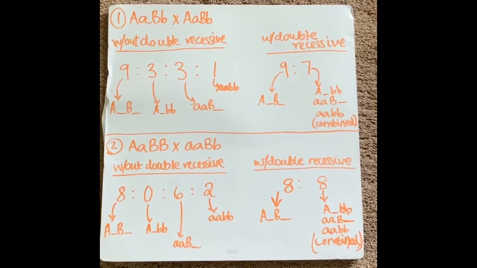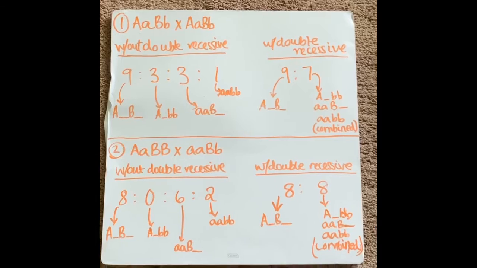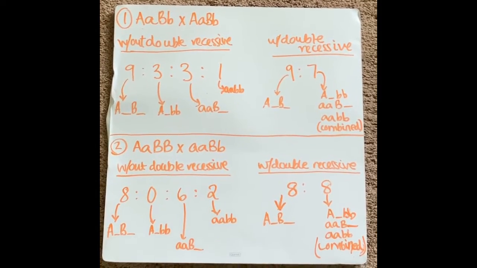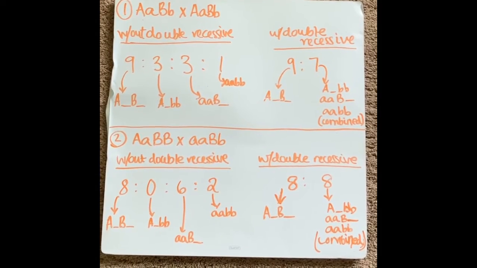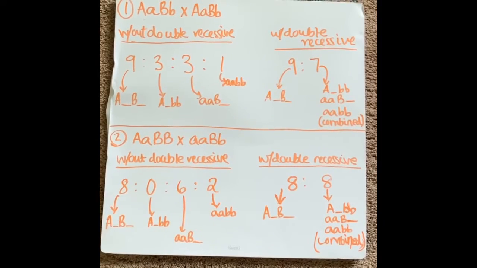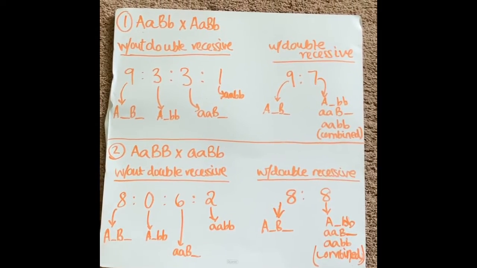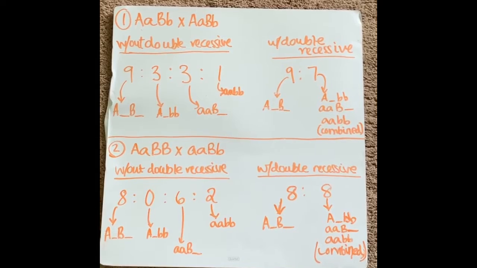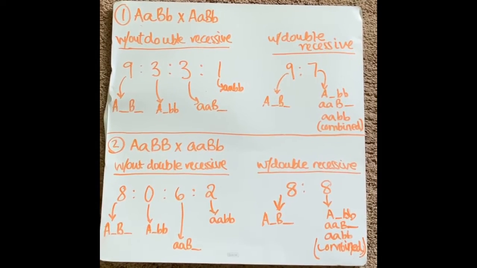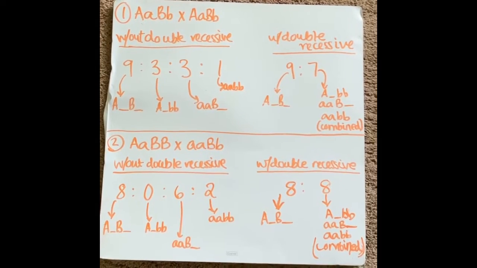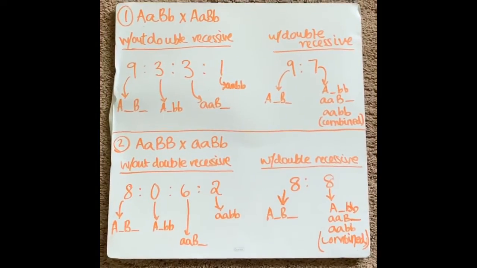We're going to observe the effects of double recessive epistasis on these two crosses. With both crosses, you can see that under double recessive epistasis, if the genotype does not have both big A and big B alleles, then it does not lead to the final product. So everything else gets combined into one number, as the other genotypes do not contain both big A and big B, so they don't lead to the final product. We're going to see in more detail why.